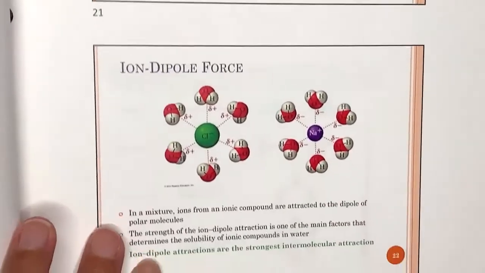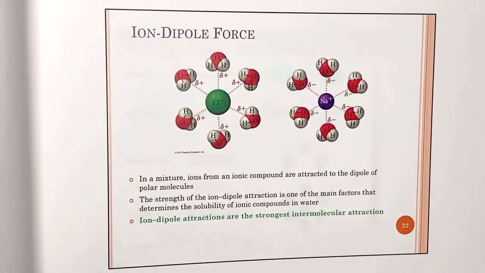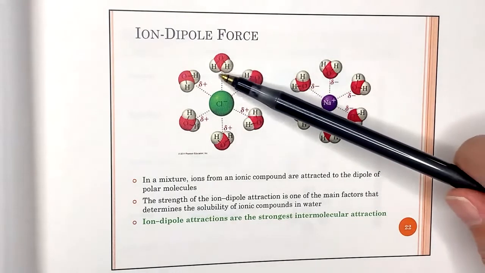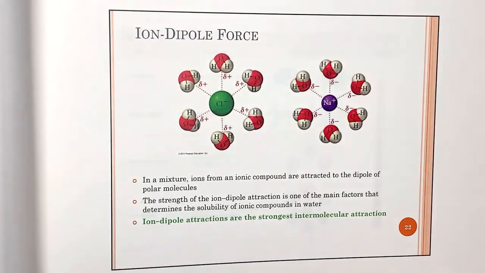All right, so now that we've talked about the three different kinds of intermolecular forces, there's a type of intermolecular force for mixtures of, in this case, dipoles and ions. So polar molecules and ionic compounds. For example, with NaCl, the Na+ ion is going to be attracted to the negative side of water, and the positive side of water is going to be attracted to Cl-. This is called ion-dipole force.